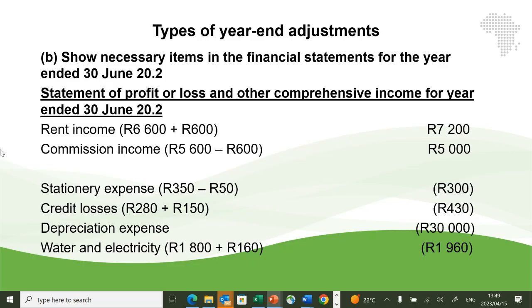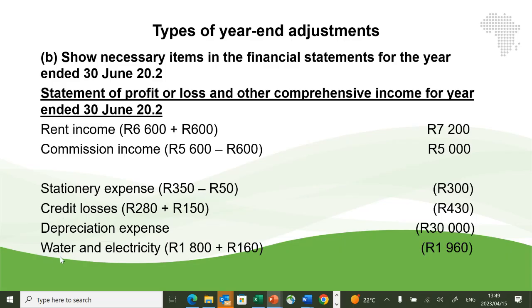Notice one thing here. When I was talking about rent income and commission income, you will see here at the end, I did not put this one under brackets. But when I'm going down here on the expenses, I'm showing that we subtract the expenses. This bracket, so we're going to subtract the expenses eventually.